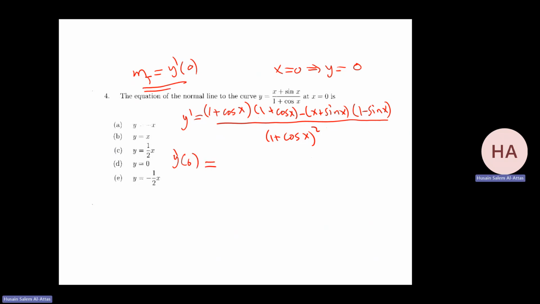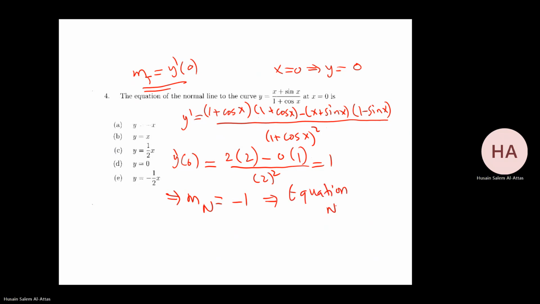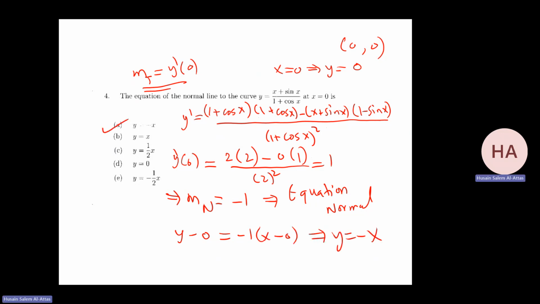Substitute: 1 plus 1, that will be 2, and 1 plus 1, that will be 2 again, minus 0 times 1, over 1 plus 1, 2 squared. So the answer is 1. So what is the slope of the normal? Minus 1. What's the equation of the normal? It will be y minus 0, because this is the point 0, 0, equals minus 1 times x minus 0. So I have y equals minus x, which is this one.